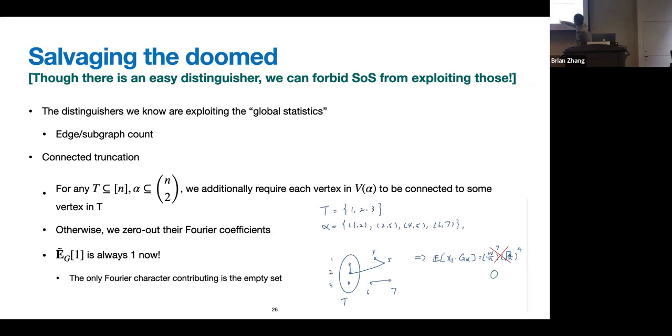Let's see this in an example. For this one, we have edge 6, 7, but it's not connected to the set of vertices 1, 2, 3 that we are going to assign moments for. So this is not connected, and we're just going to zero out the Fourier coefficient manually. Something nice is that E_T for the empty set is always 1 now, because the only thing connected to an empty set is the empty set, and that has coefficient 1. Very good.